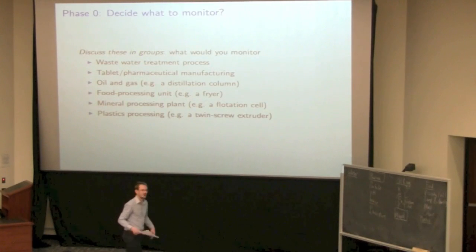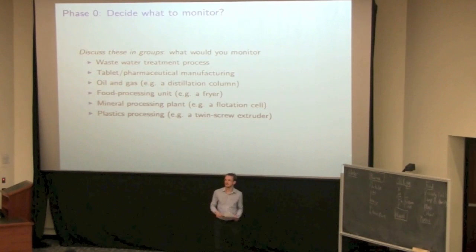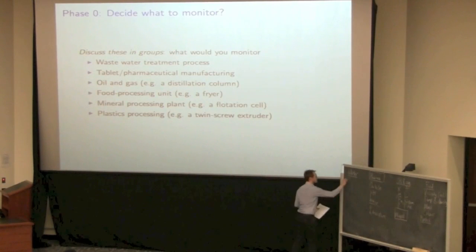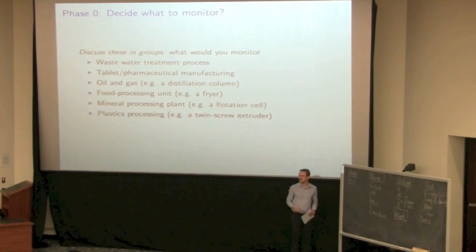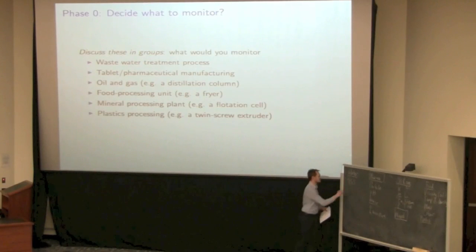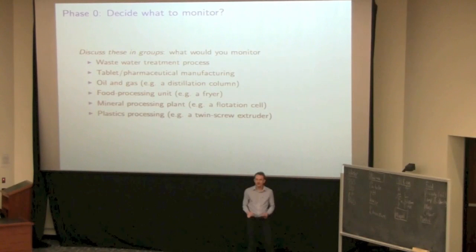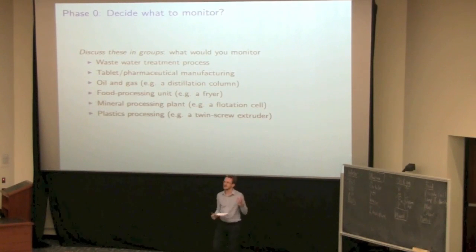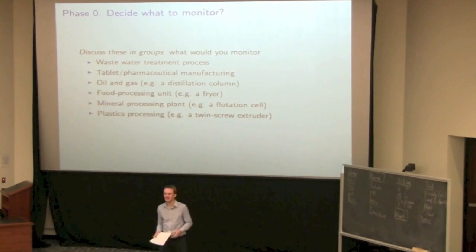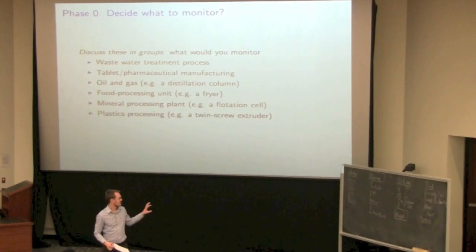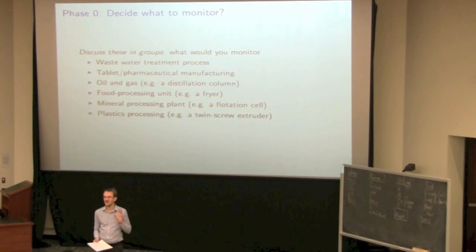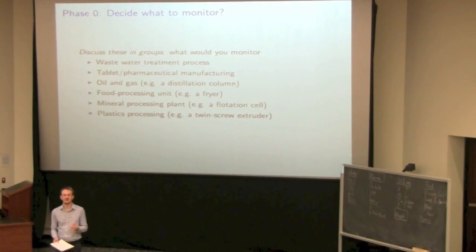Let's quickly do water processing. Just shout out a few variables that are important to water treatment. Total suspended solids. Anything else? Dissolved oxygen, pH, composition, turbidity. A lot of those variables are correlated and related to each other. So what you've done in that exercise is what we call phase zero, figuring out which variables to monitor. Wednesday's class will show how to set up a monitor.